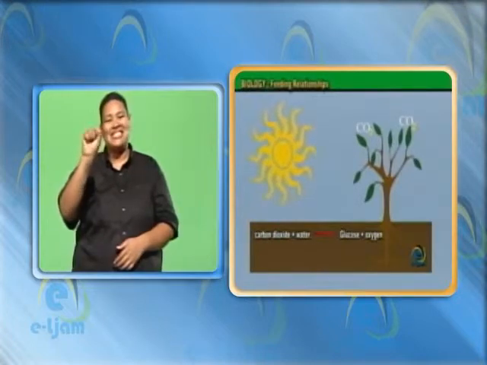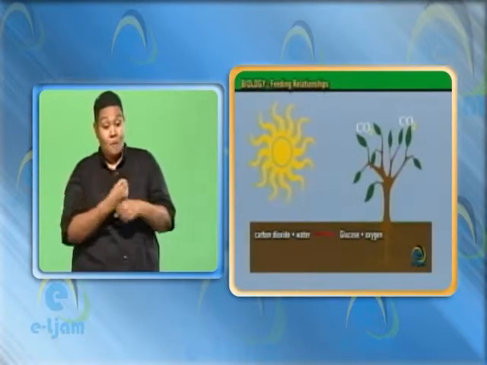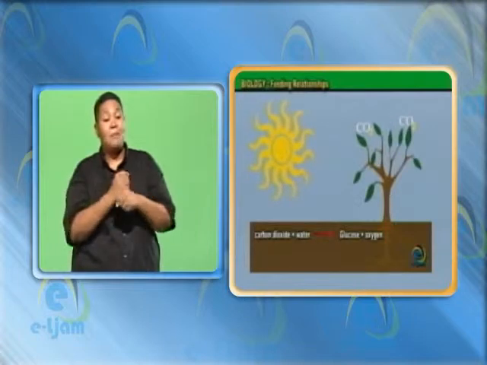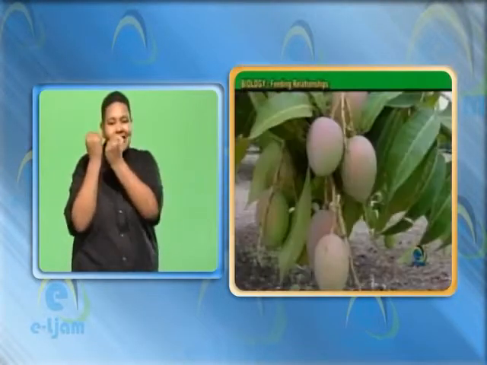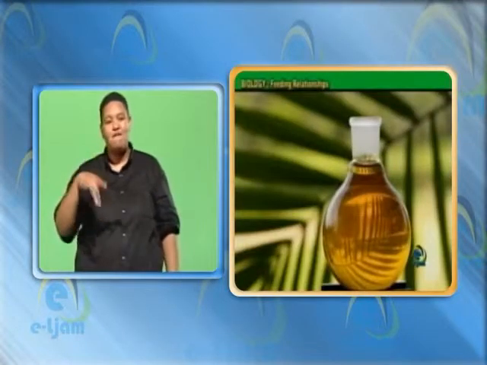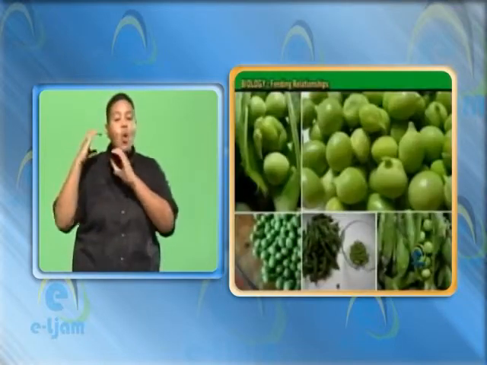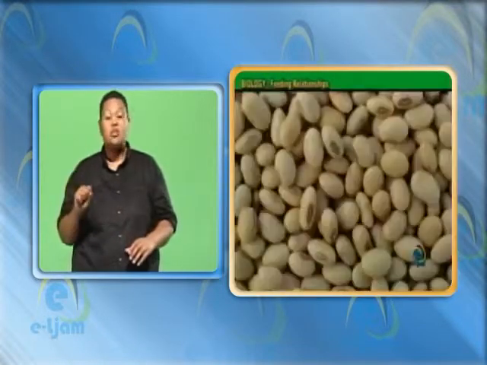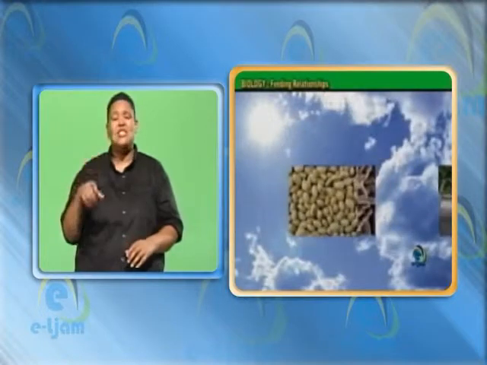Glucose can be converted into different substances such as sucrose, which can be found in sugarcane and sweet fruits, starch, which can be found in wheat, oils which can be found in peanuts, coconuts, and almonds, and proteins which can be found in peas and beans. These foods have the sun's energy trapped in them in the form of chemical energy.